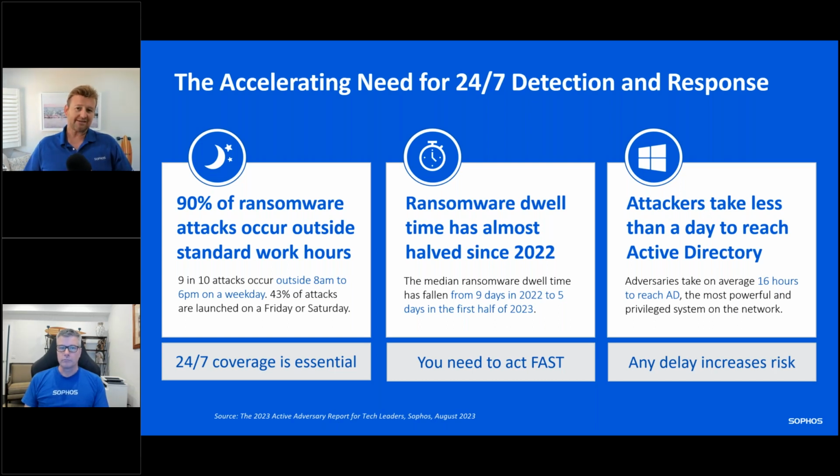And then attackers take less than a day to reach Active Directory. That was a really interesting stat that came out of the first half of this year. Once they get in, as you can see, it's an average of 16 hours to reach Active Directory, as in your domain controller, and have ownership of that. So for example, if something happens on a Friday night at 11 p.m. or midnight, by Saturday they've already got domain privileges and they own the network at that point.